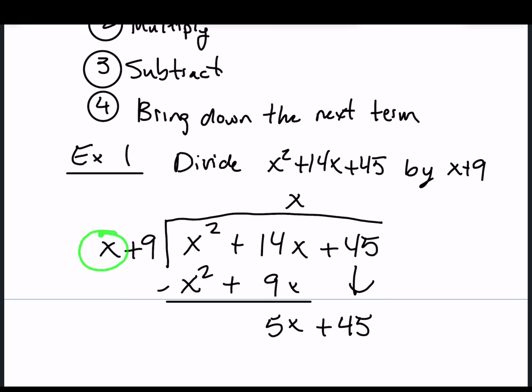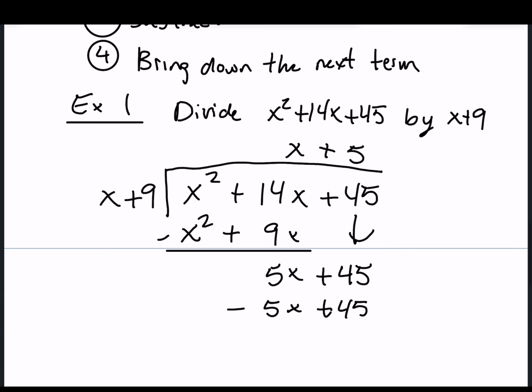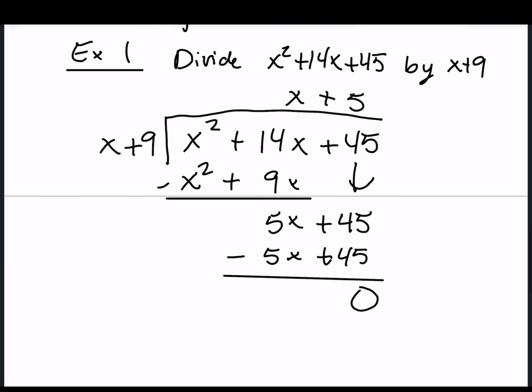And now we're back to the first step. How many times will x go into 5x? Well, x times what is 5x? It's a positive 5. And now we're back to the multiplication step. x times 5 is 5x, and 9 times 5 is 45. And so we subtract those. 5x minus 5x is 0x. 45 minus 45 is 0. So in this case, we had a remainder of 0.